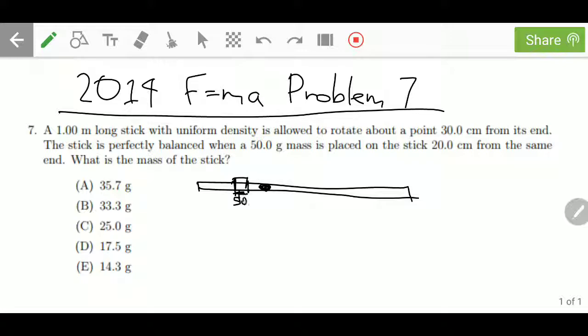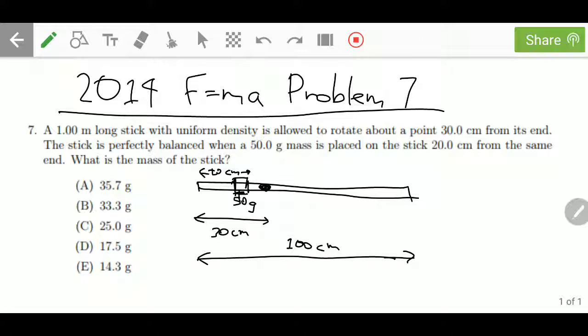on the stick 20 centimeters from the same end. So this is 20 centimeters. And then up to the pivot is 30 centimeters. The entire length is 1 meter, so that's 100 centimeters. And we're asked to find the mass of the stick.